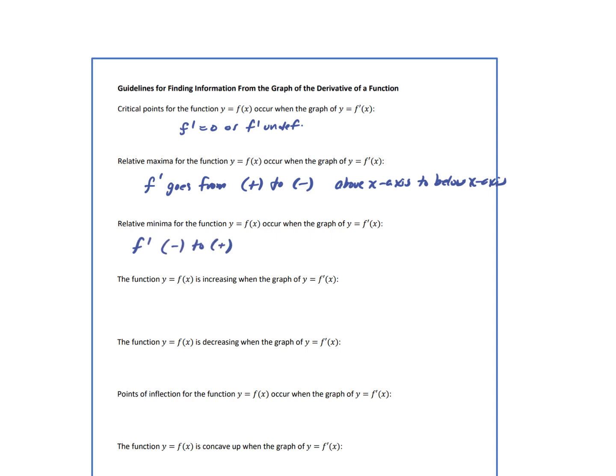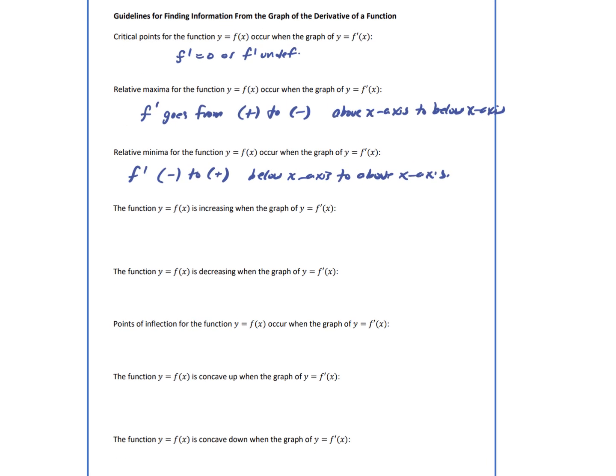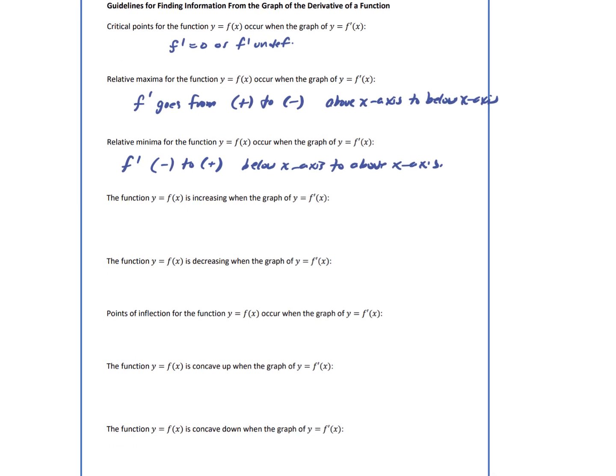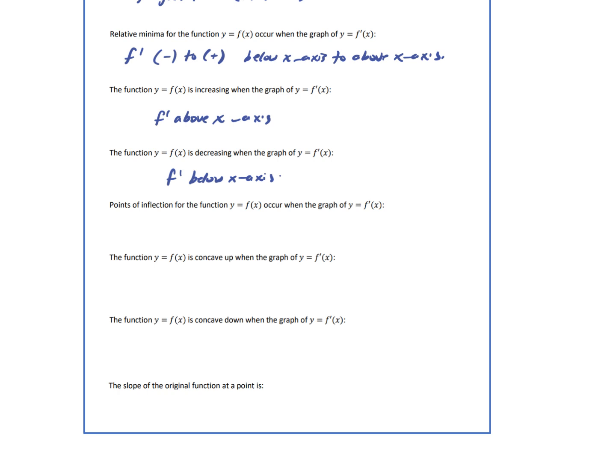So we'd say from below the x-axis to above. All right, the function is increasing. So this is where you have to learn to just look above versus below. So increasing would be f prime above the x-axis, and then decreasing would be f prime below the x-axis, okay?